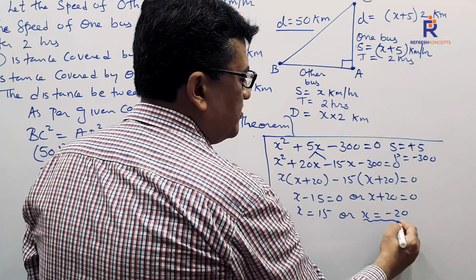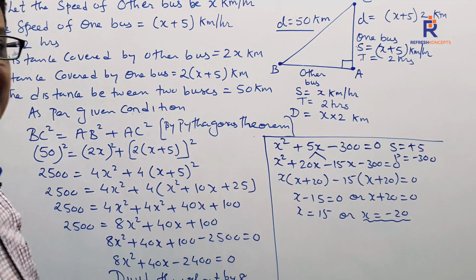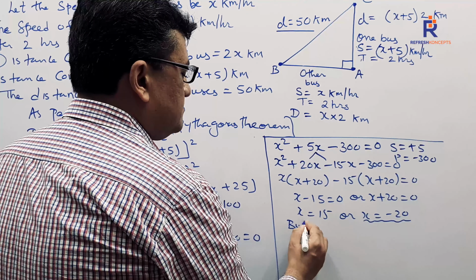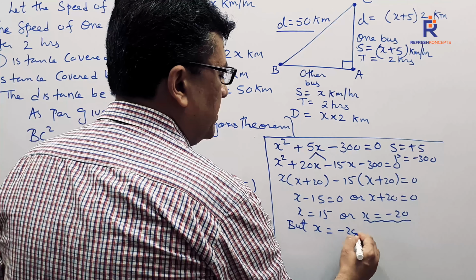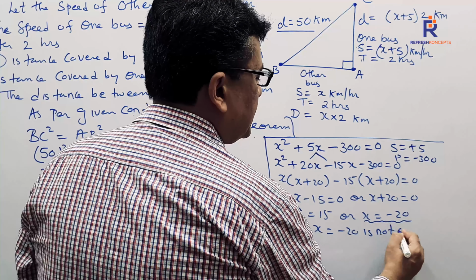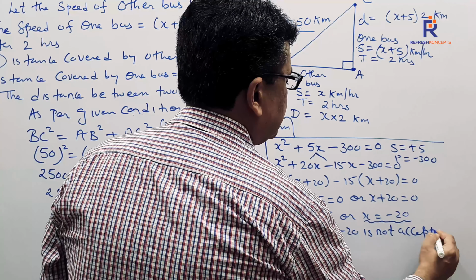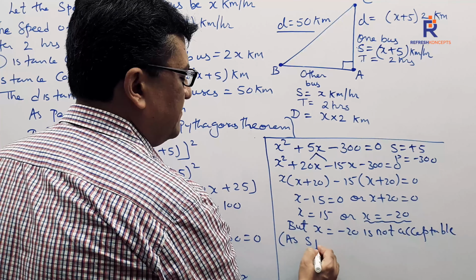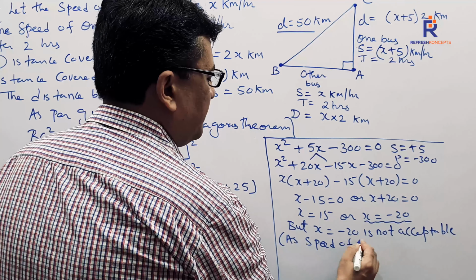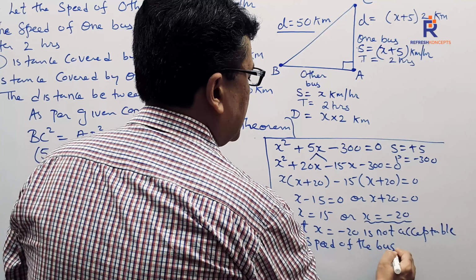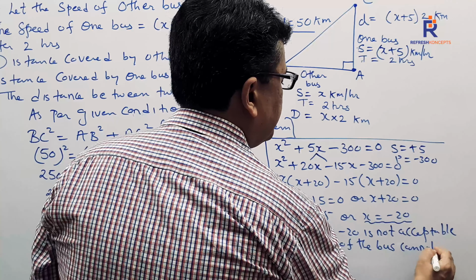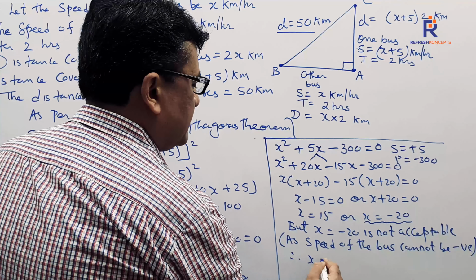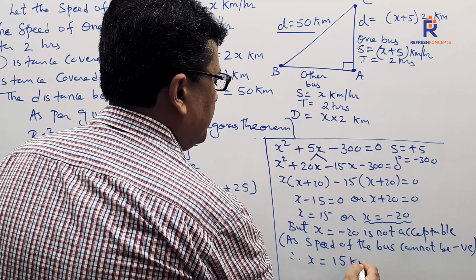Children, don't you think we need to discard this? Why? Because x is nothing but the speed of the bus. But x equals minus 20 is not acceptable. The reason, as I stated earlier, is that the speed of the bus cannot be negative. Therefore x turns out to be 15 kilometer per hour.